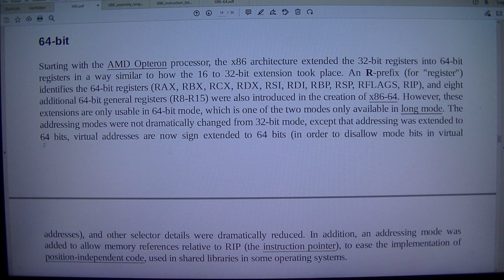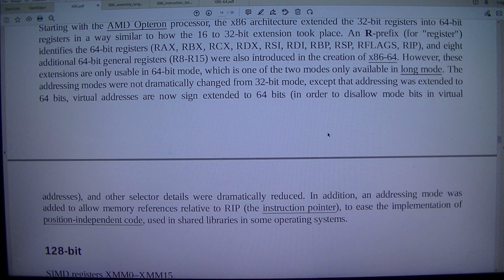However, these extensions are only usable in 64-bit mode, which is one of the 2 modes only available in long mode. The addressing modes were not dramatically changed from 32-bit mode, except that addressing was extended to 64 bits. Virtual addresses are now sign extended to 64 bits, in order to disallow mode bits in virtual addresses.